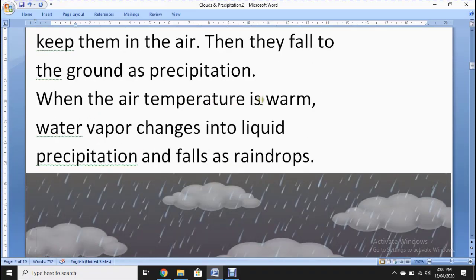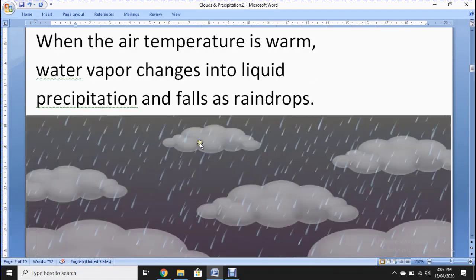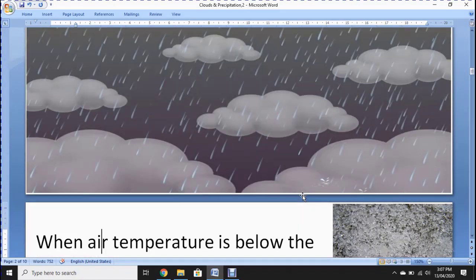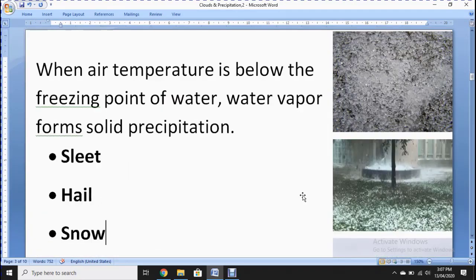When the air temperature is warm, water vapor changes into liquid precipitation and falls as raindrops. So you can see here, when these clouds become more dense, their weight is more and that converts into precipitation and falls down to the ground. When air temperature is below the freezing point of water, water vapor forms solid precipitation.